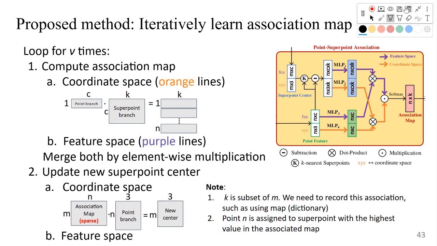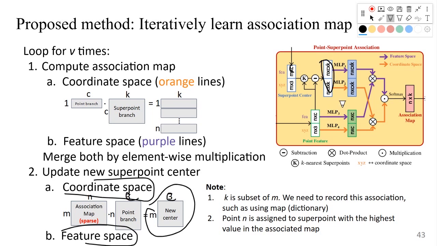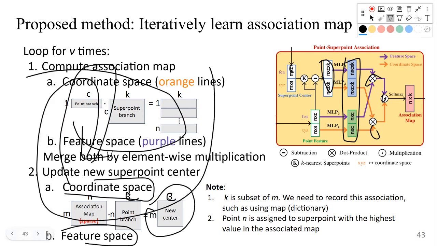Okay, so that's it for computing the new superpoints in the coordinate space. We can also do the same in the feature space, similar to this, but instead of 3 here, we have the number of channels C. So it will be C. Finally, we will have the new m superpoint centers in the feature space. After this, we can repeat by computing this feature output and mapping it into other feature dimensions, and again computing this, and so on and so forth until we converge into a nice superpoint cluster.